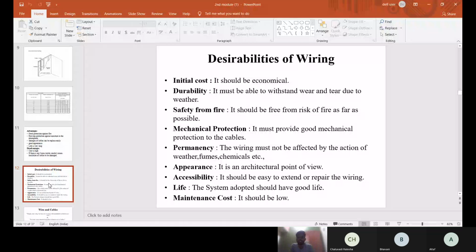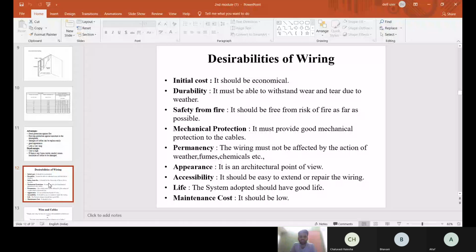Accessibility: it should be very easily accessible, for extension or repair of the wiring. If you need to make any changes in the wiring, or you need to replace the wiring, it should be very accessible. Life, the next thing is life. The system adopted should have a good life. Whatever system or wiring you have chosen, it should be able to last for a long duration.